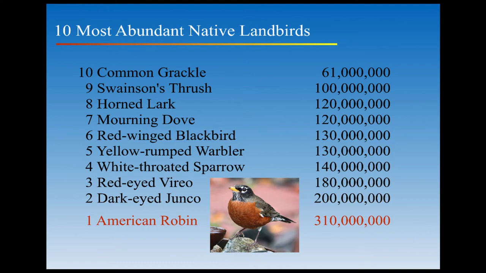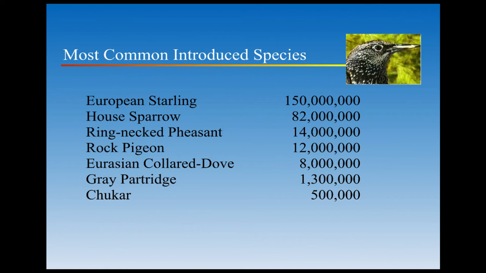So here are the introduced species. And this one, I'm not sure this is enough. I think I have 8 million in my neighborhood this year. As we've seen, these guys are just exploding. They've exploded across North America. And pheasants bounce around a lot. I don't know how good that number is. Same with gray partridge, that's probably pretty good. But I think the point is here, and I want to look at starlings.